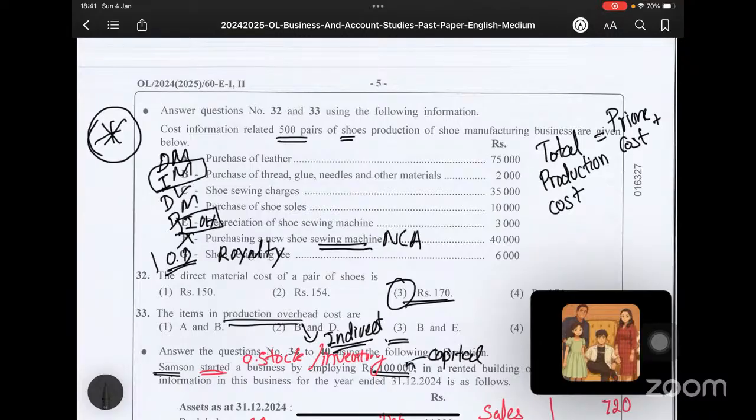Royalty means we're going to pay for their branding or something. If we are using the Chanel name, then for that name, we are going to pay something. That's something, for example, we can say like that. So that is royalty. Okay, miss, thank you.